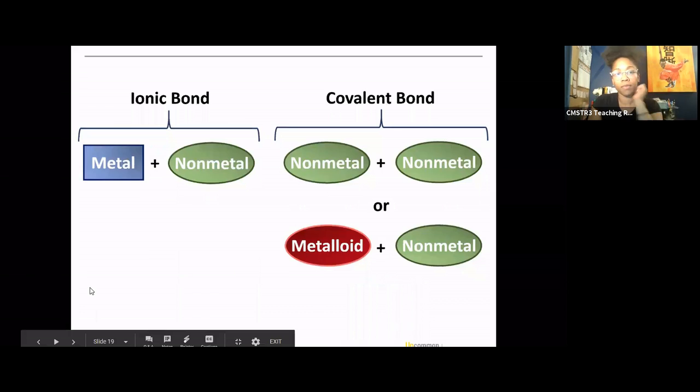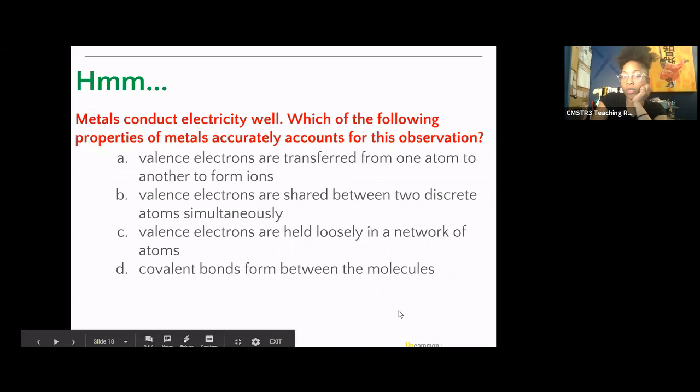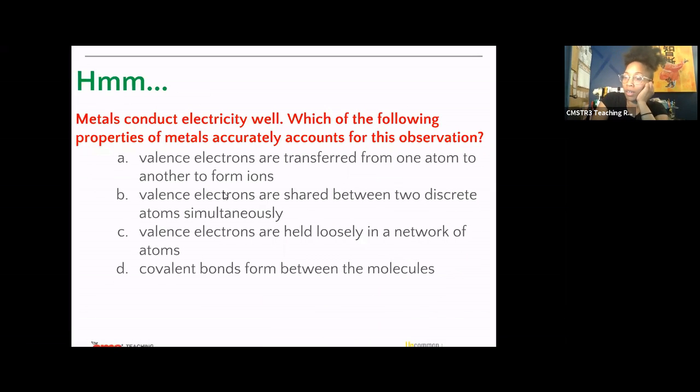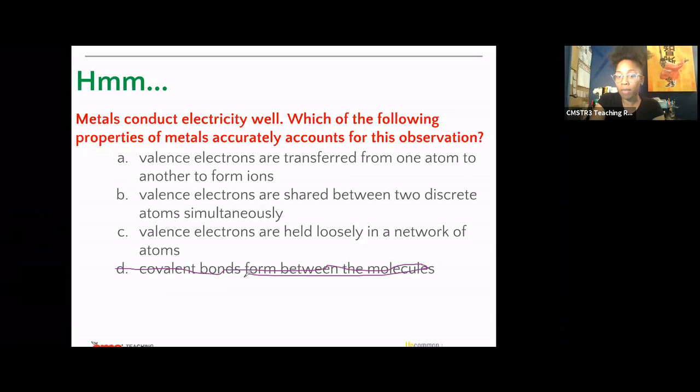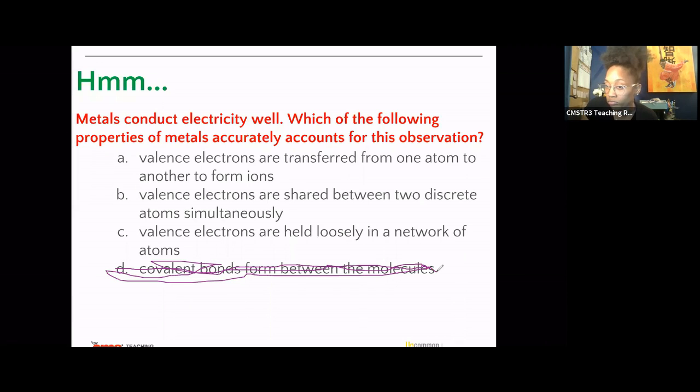There we go. So looking at this one more time, if it's talking about metals, process of elimination, which one can we get rid of right off the bat? D. Because we know two or more metals cannot make a covalent bond. That would be nonmetals only. But now we have A talking about electrons being transferred, B talks about them being shared, and C talks about a loose network.